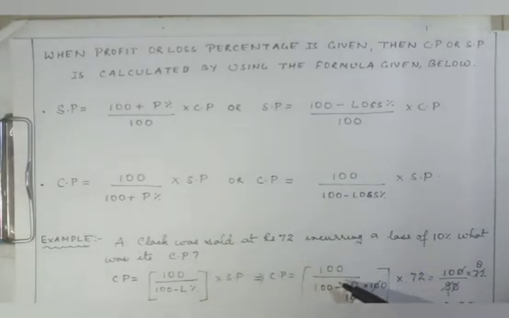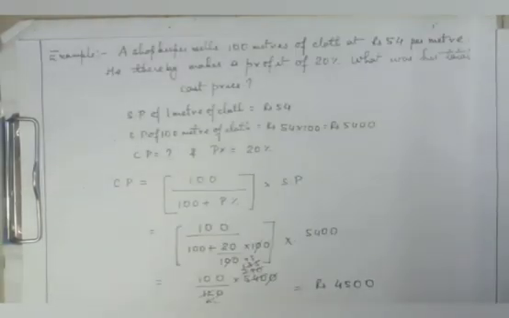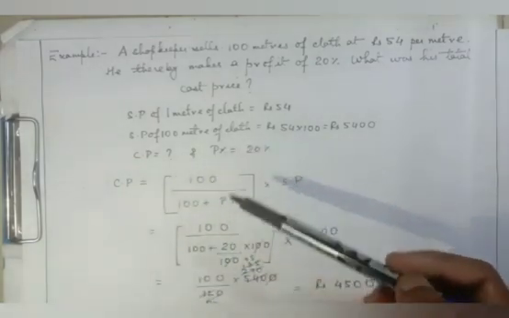That is 100 upon 100 minus what is 10%? 10% is equal to 10 upon 100 into 100 multiplied by 72. So what is the amount? It will be rupees 80. I hope this example is clear to everyone. Let us move to the last example of this part.